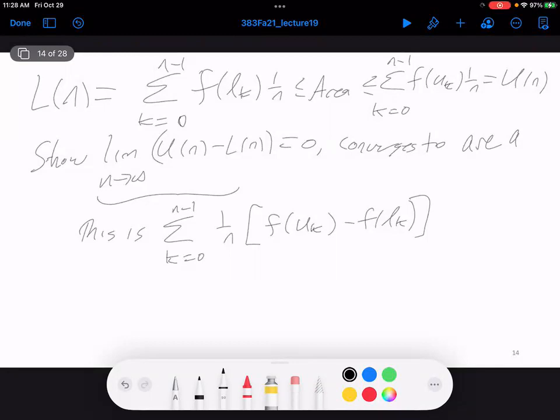So what do we have that makes the sum large? Yes, the number of summands. We have n summands. So because we have n summands, that could cancel the 1 over n. So the only way we're going to win is if we can show f of u_k minus f of l_k is uniformly small. So we win if it is uniformly small.